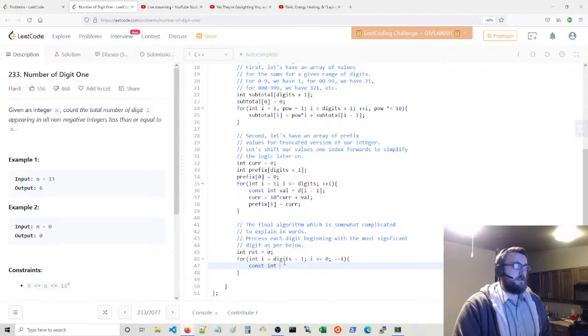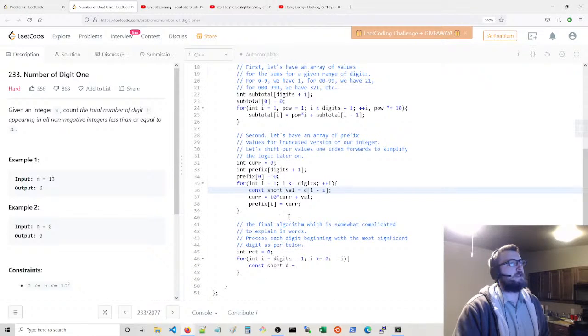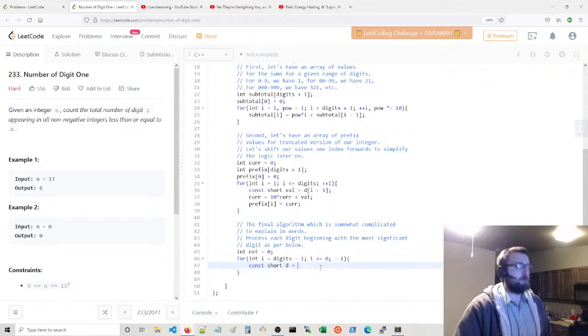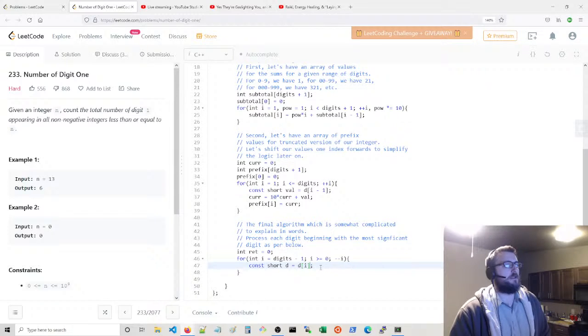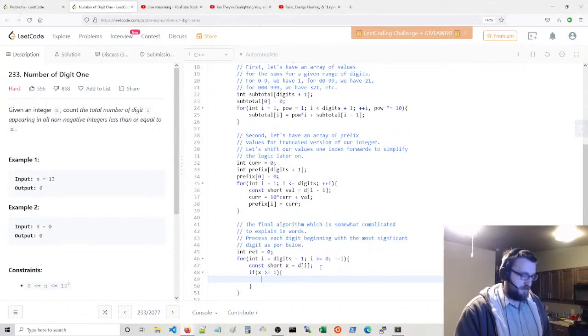As per below. So we'll say const int d, or short d. Yeah, these don't need to be ints, these could be shorts. Okay. D is equal to d of I, or digit, or x, we'll call it. Say if x is greater than or equal to 1, do the following. If x is equal to 1, do the following.